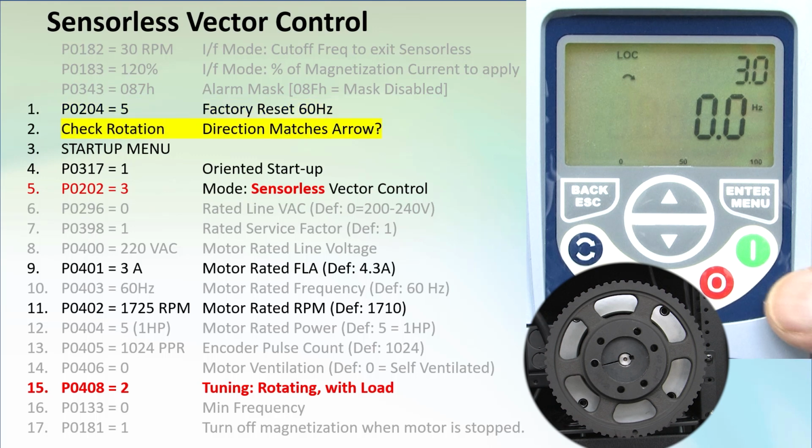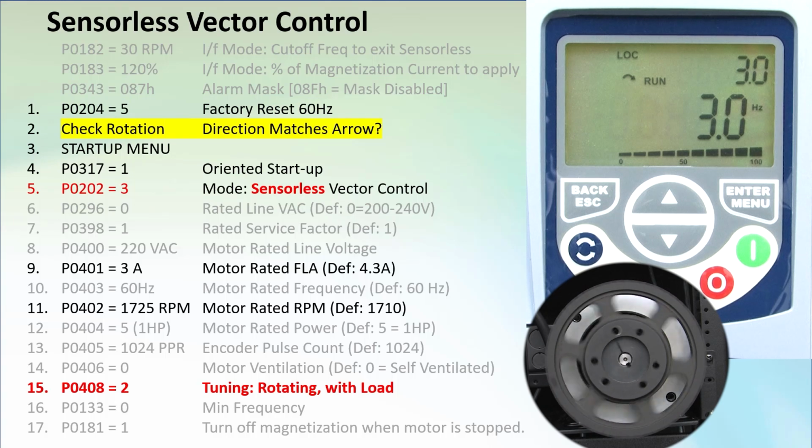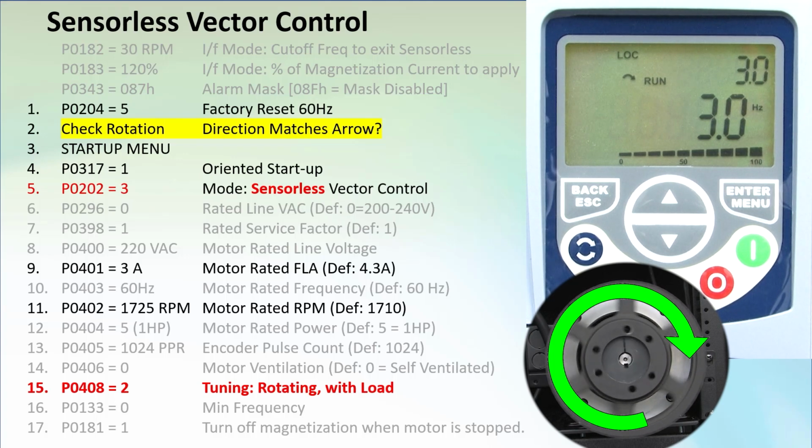The drive defaults to volts Hertz mode, so if I hit run, it spins up to its default 3 Hz min frequency. Now this is important. Verify that the motor is spinning in the same direction as this arrow on the display.